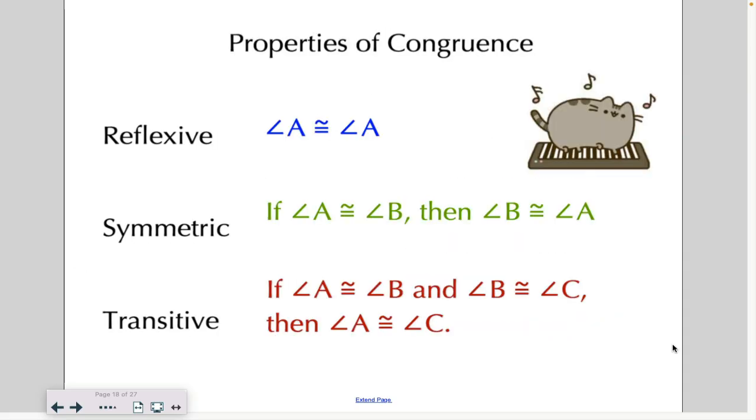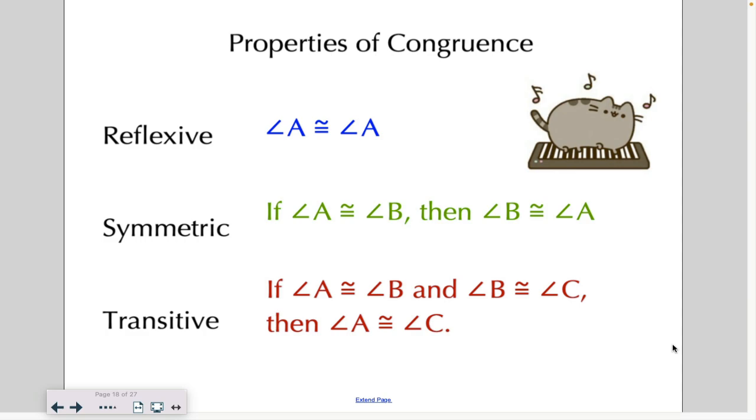Okay. Cool. So why do you need to state equality? Because sometimes it's not equality, sometimes it's congruence. Remember, angles are not equal. Angles are congruent. Measures of angles are equal. So we also have a couple properties of congruence we need to fill in at the bottom.